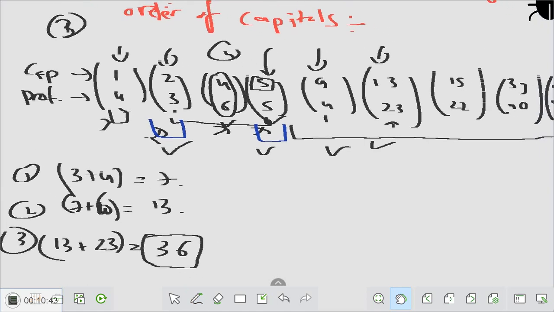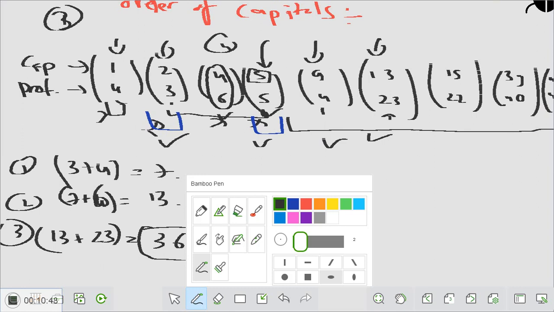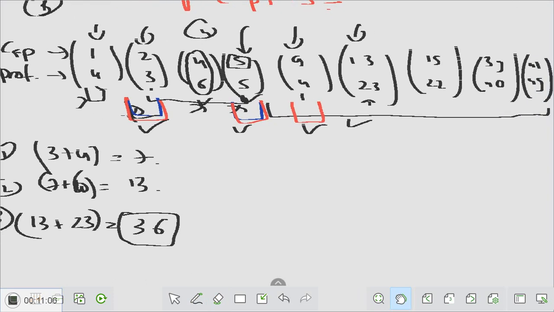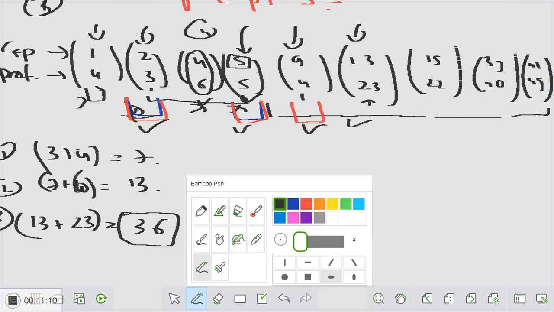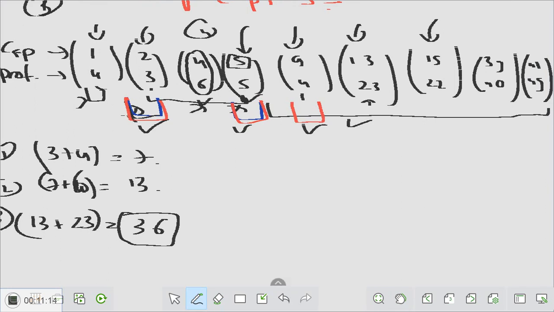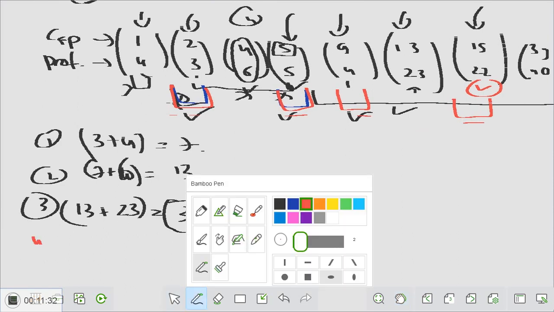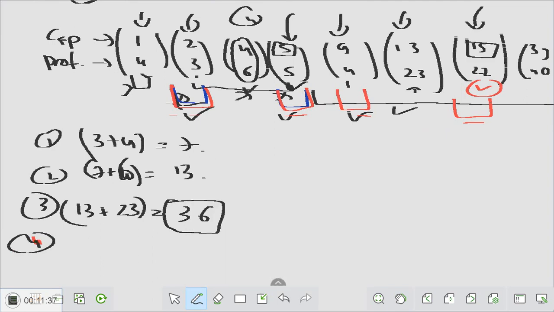After that, which project to do? I have some projects which are not done yet, like this project. Let me take red color this time. I have this project and this project because they are not done yet, and my capital is 36. Out of these four projects with the red underline, which project to do? I can do this project, which gives me the maximum profit of 22. So the fourth project we are going to do is this one, and my capital after doing this is 36 plus 22, so 58 is going to be my answer.